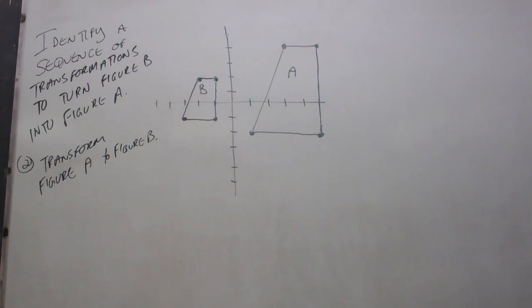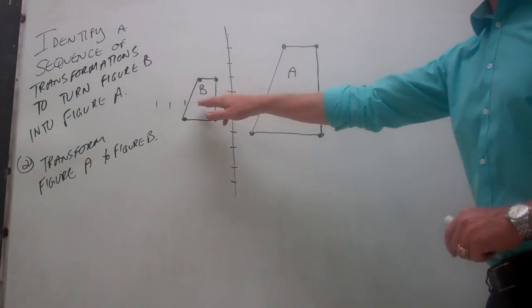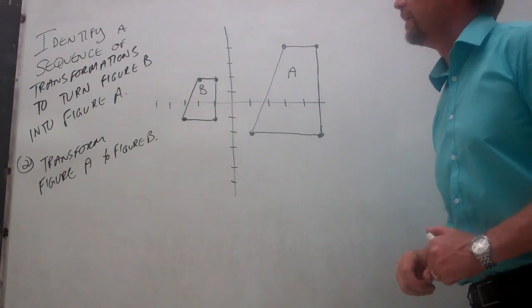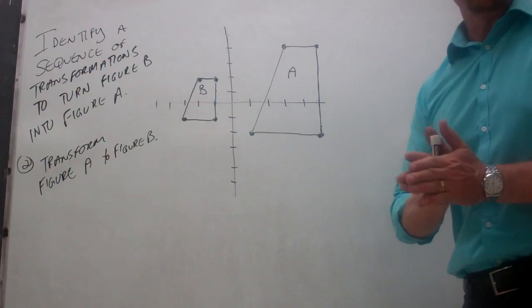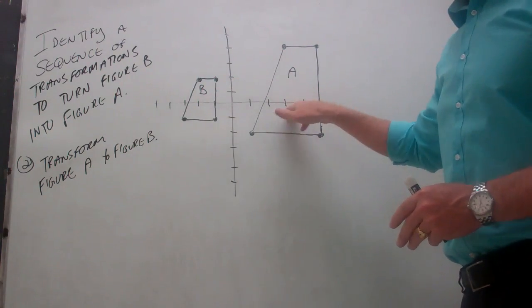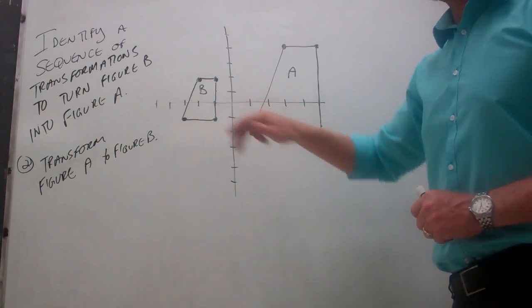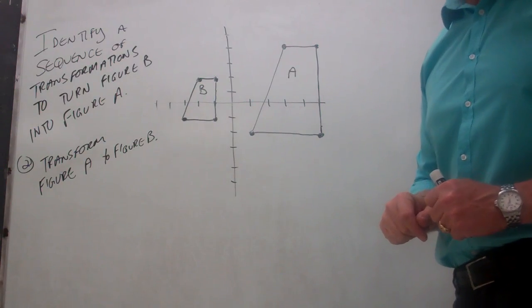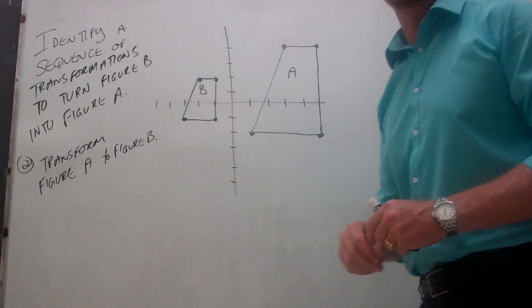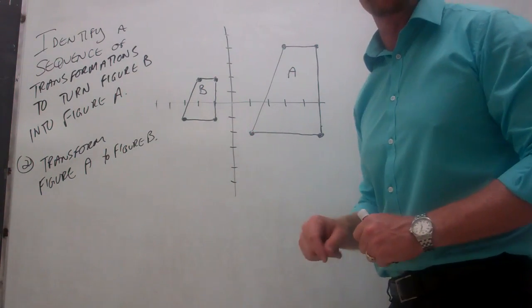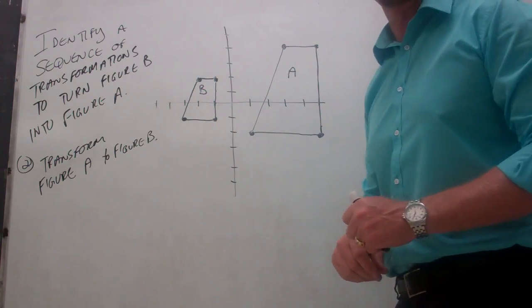Okay, the problem on the board tells us to identify a sequence of transformations that'll turn figure B into figure A. Alright, first thing, it should be pretty obvious that figure A is much bigger than figure B. So the first transformation we're going to be thinking about is a dilation, specifically an enlargement. We need to make figure B larger.